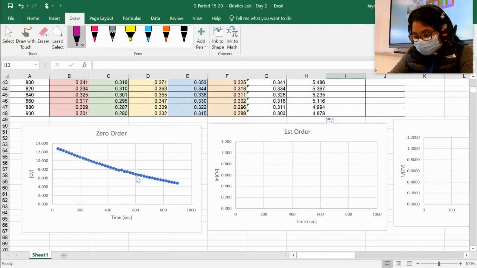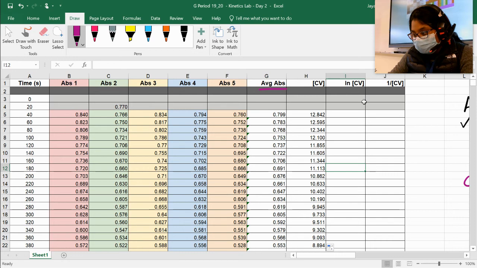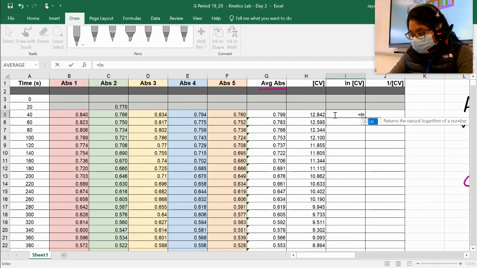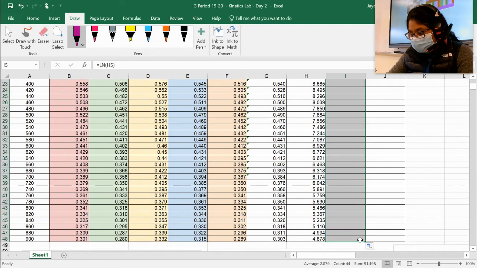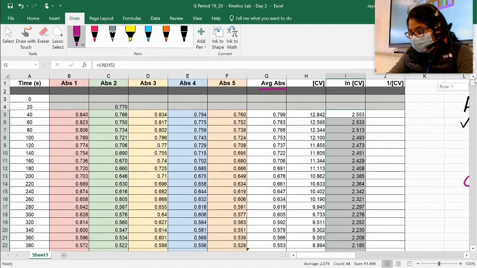And here's your zero order graph, and it's kind of curvy. Here's your concentration on the y-axis, time on the x-axis. You want the straight line, not the curvy line, so it's not zero order. So let's do ln of the concentration now. This is equal, type in ln, parentheses, click your cell, close parentheses, press enter, hold and drag down. You got your ln of CV.